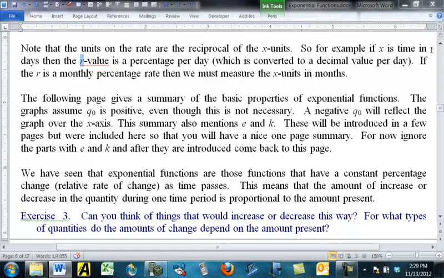So here's the question for you. Can you think of some real-world examples that would increase or decrease in this way? Okay, so in other words, another way to say that is, for what types of quantities do the amounts of change depend on the amount present? So actually, just think about that for a minute and try to get some answers and then come back. Press pause now.